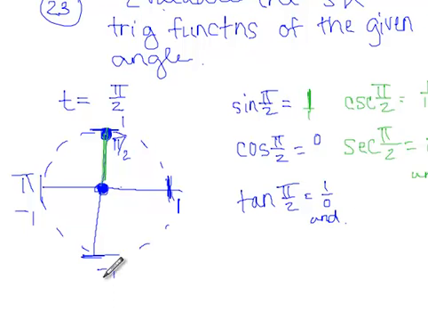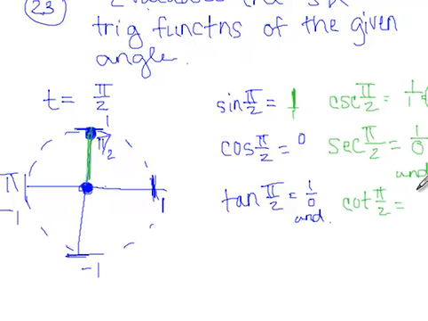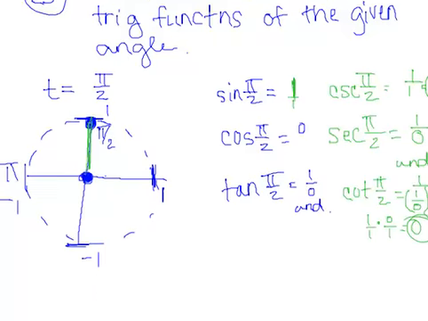Okay, and then the reciprocal of tangent would be cotangent. And that's just the reciprocal of this, so you could look at it like this. It's 1 over 0, so we would have 1 times 0 over 1. So in other words, that's just 0. Cotangent is 0. So that was number 23.